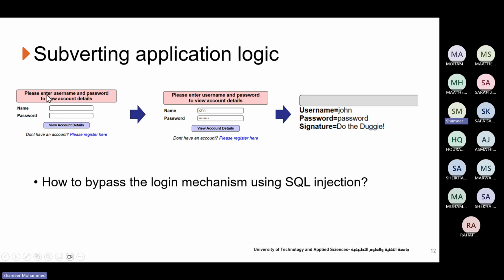Right. So here, please enter your username and password to view your details. When you click this one, please enter your username and password to view account details. Again you are asking. Then when you click this, you are doing something here. Now, how to bypass the login mechanism? After you get this data, you modify the query. You modify the query to bypass the logic of the application, the actual logic that you wrote.